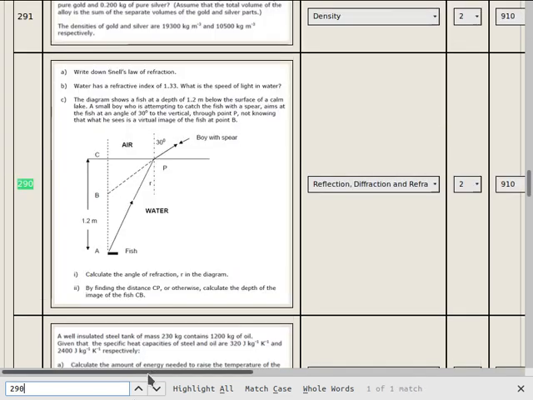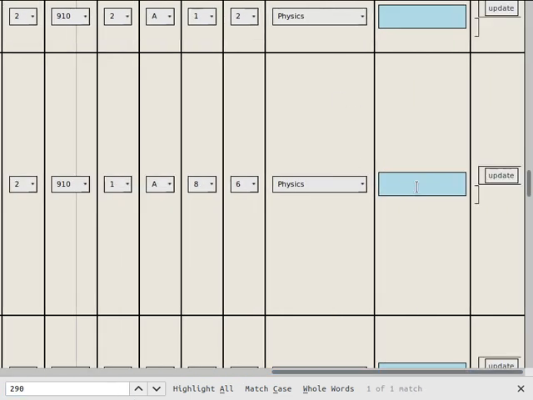290 we said, isn't it? Yeah. So I'll just mark this one ignore. Okay. And then what's the next number? 373. 373. Okay. Easy.